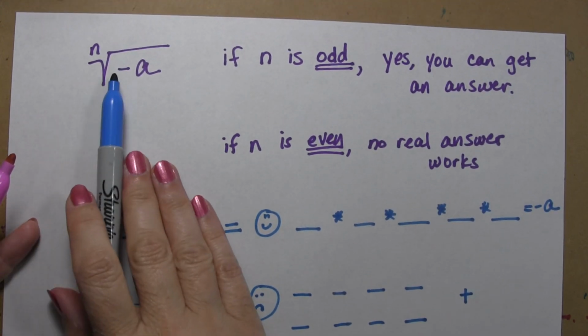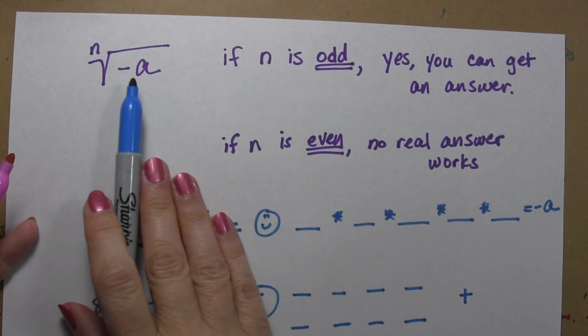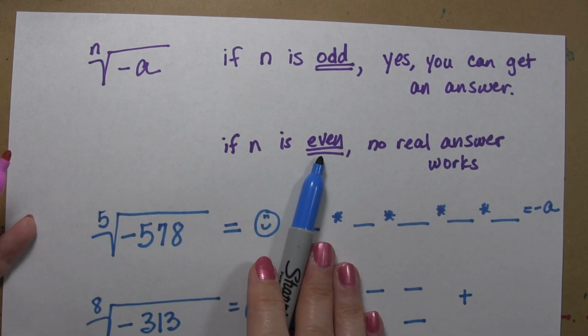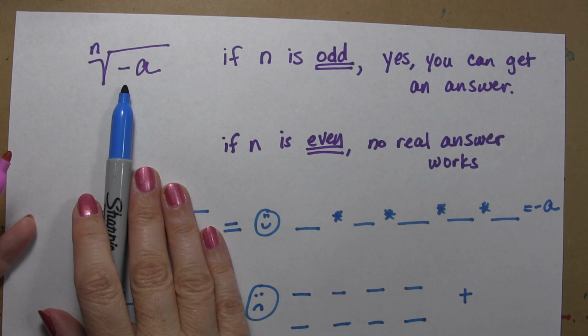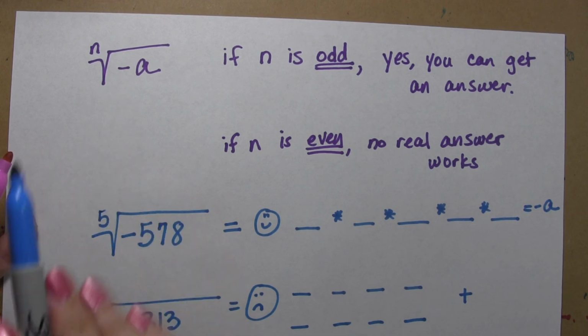Okay, so if your n is odd, you can handle a negative number inside that radical sign. If the n is even, you cannot handle the negative number inside the radical sign. All right, I hope this makes sense.